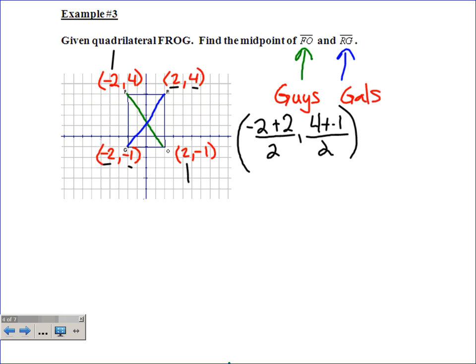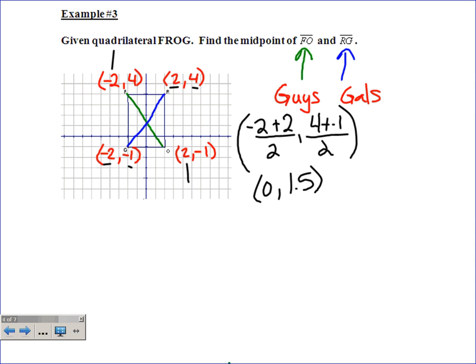-2 plus 2 is actually 0. Those are opposites, so that'd be 0. 0 divided by 2 is 0. Okay, the second one, 4 plus -1, 4 minus 1, 3 divided by 2, yeah, 1.5. So he got 0, 1.5. How many guys got 0, 1.5? Pretty good, guys. That's awesome.